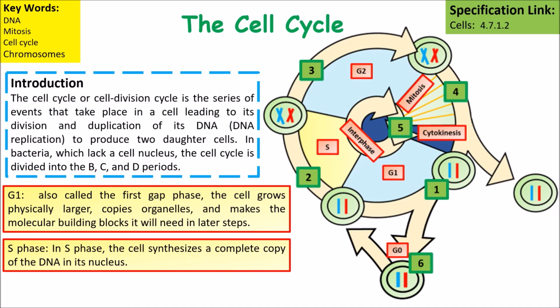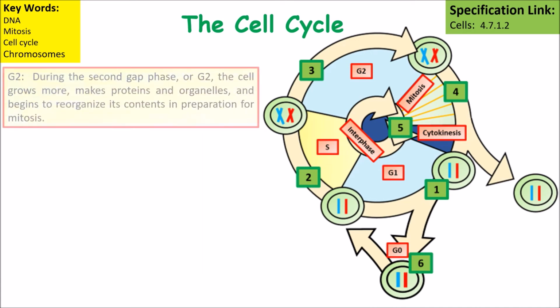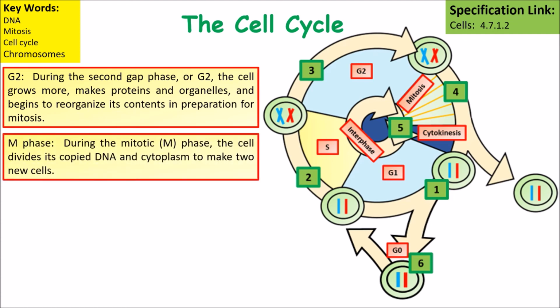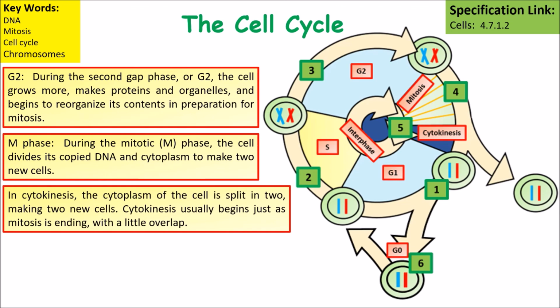We've got the S phase. In the S phase, the cell synthesizes a complete copy of the DNA in its nucleus. G2 is the second gap phase. The cell grows more and carries on making more proteins and organelles in preparation for mitosis. The M phase, or the mitotic phase, is where the cell divides its copied DNA in order to make two new cells. So it's where mitosis is taking place. And finally, cytokinesis is where the cell is physically splitting into two new cells.